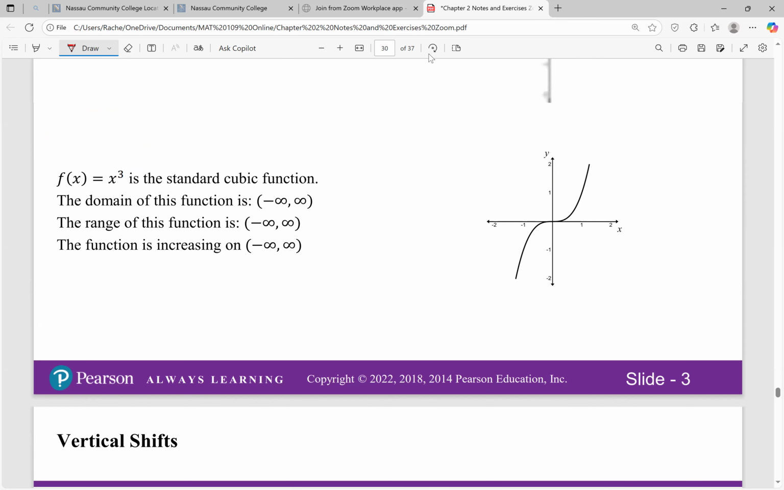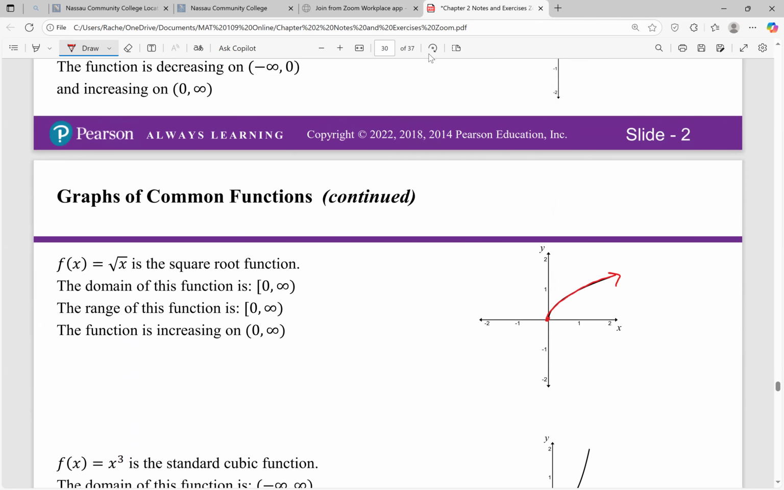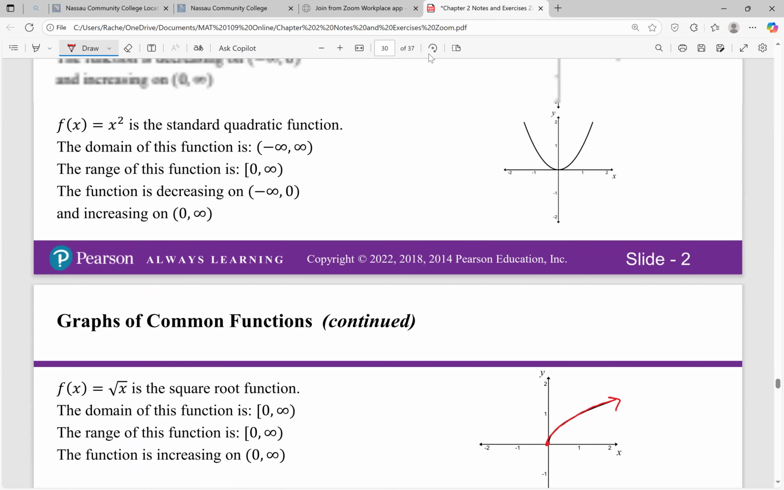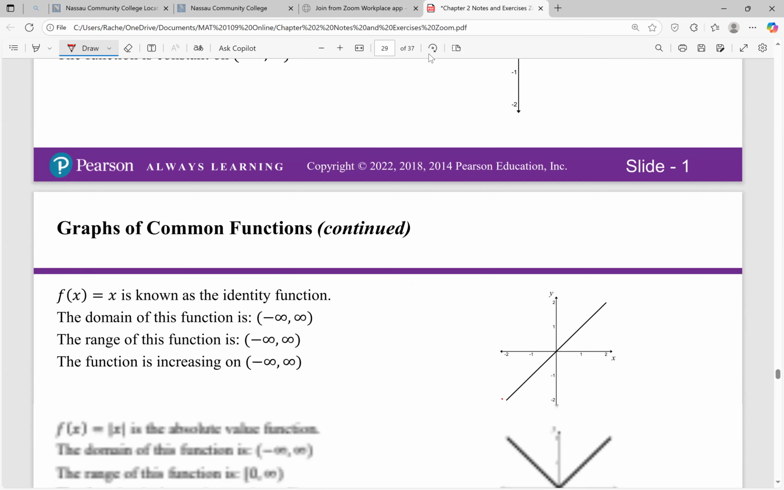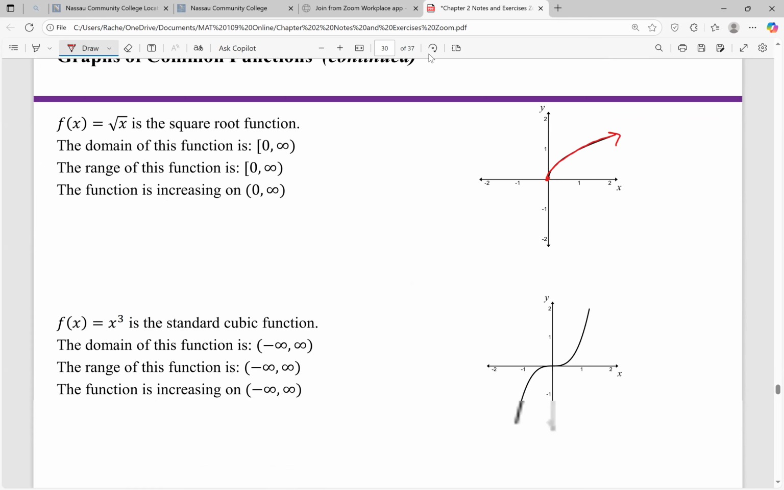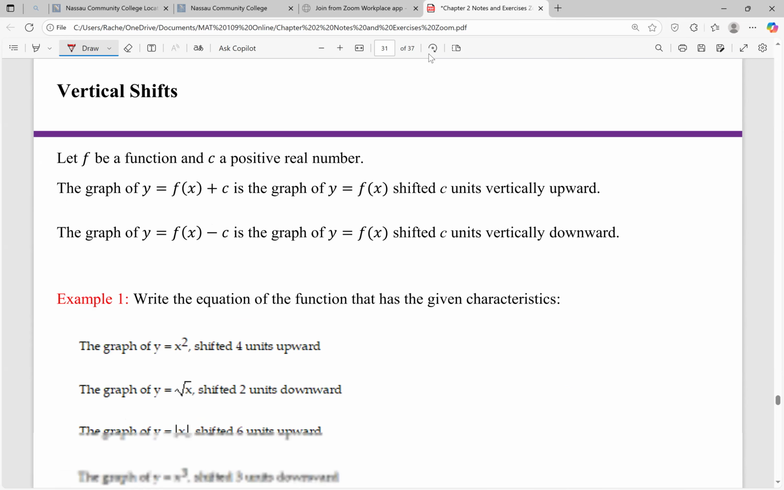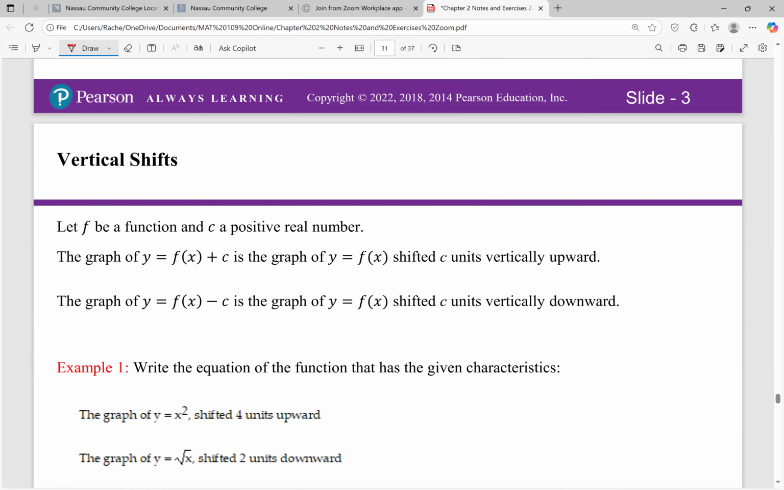So now that we reviewed these common functions that we typically see in algebra and pre-calculus, what we want to do now is talk about what would happen if we transform them. So we're going to talk about transformations. And what I mean by that is, what if we want to move that graph?